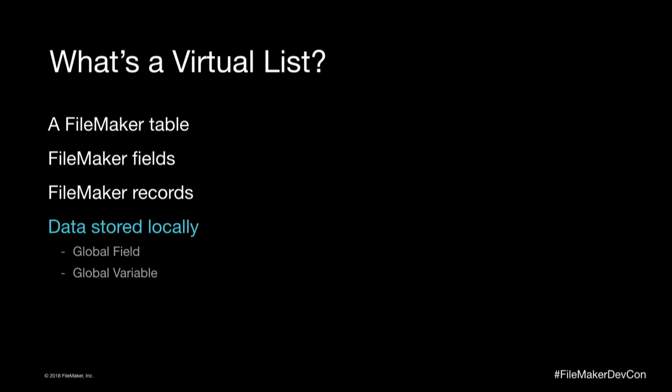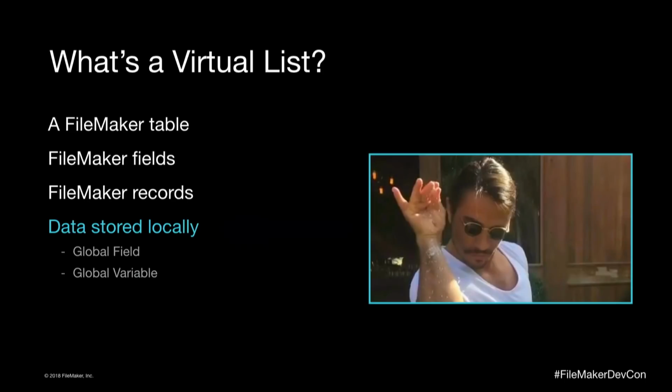So I am going to start with virtual lists by themselves. What is a virtual list? It's a FileMaker table. It has FileMaker fields, and it has FileMaker records. One of the weird things about a virtual list is when you think virtual, you think it probably doesn't use much FileMaker stuff, but it actually uses all the FileMaker stuff. Where the magic happens is that the data is stored locally. That's the most important thing, and that's what makes this really exciting.